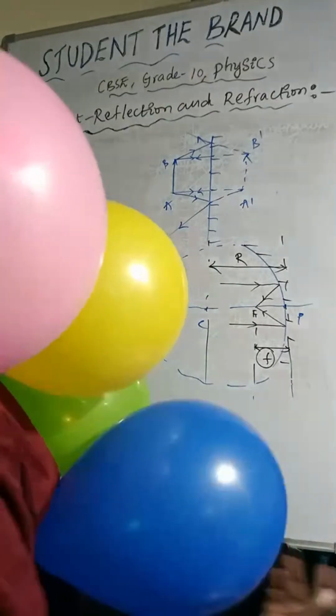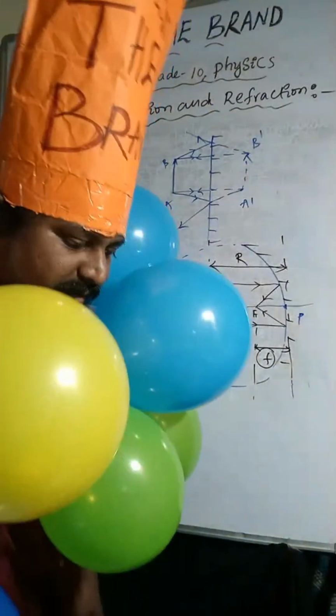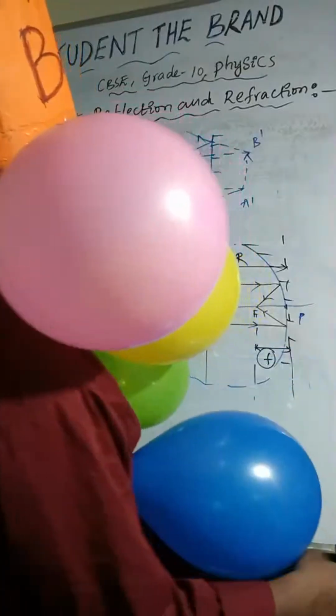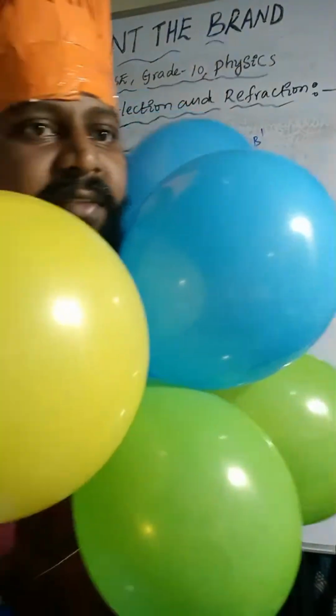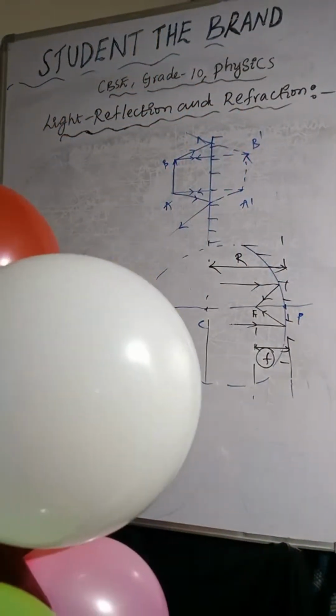Next are ray rules and image formations, already explained. So, just recalling: ray rules, image formations and sign conventions. Coming to sign conventions, I'll sing one song for sign conventions.